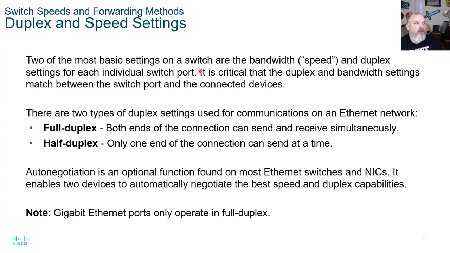Two of the most basic settings on a switch are the bandwidth speed and the duplex settings for each individual switch port. It's critical that the duplex and bandwidth settings match between the switch port and the connected devices. So there's two types of duplex settings used for communications on an Ethernet network, full duplex and half duplex. In full duplex, both ends of the connection can send and receive simultaneously, and in half duplex, only one end of the connection can send at a time. Now, auto negotiation is an optional function found on most Ethernet switches and NICs. It enables two devices to automatically negotiate the best speed and duplex capabilities. And a note here, gigabit Ethernet ports only operate in full duplex.